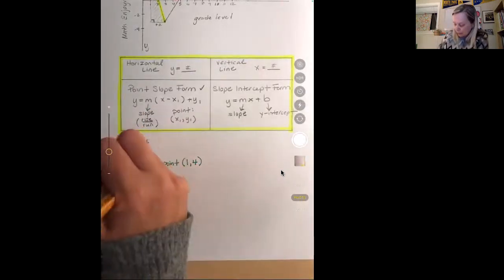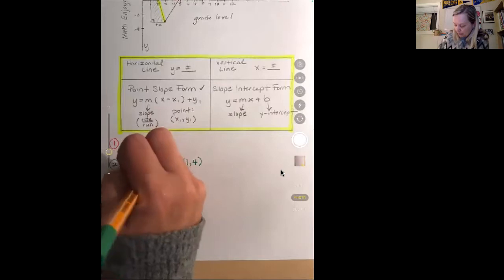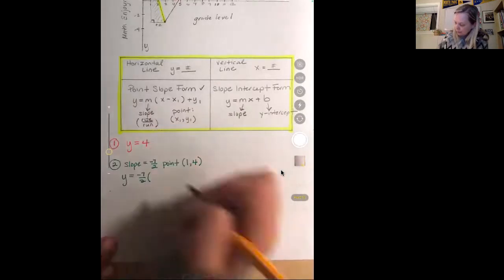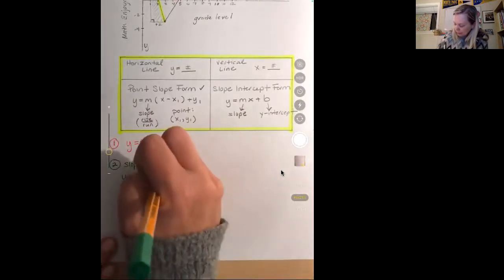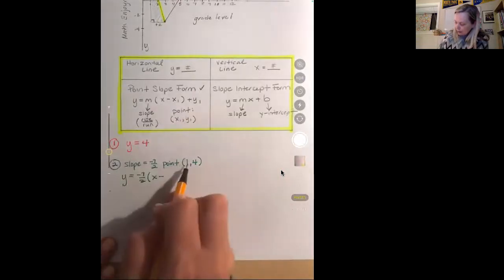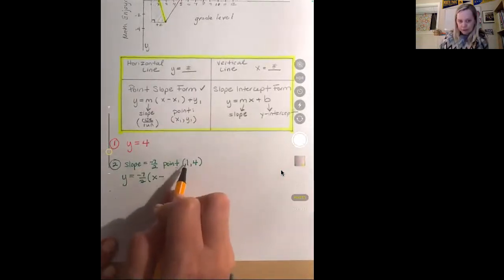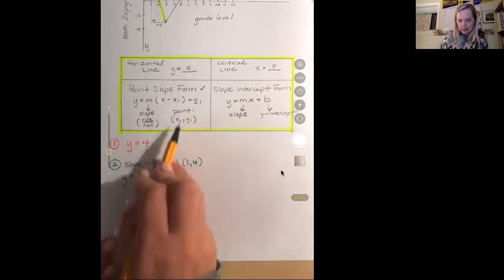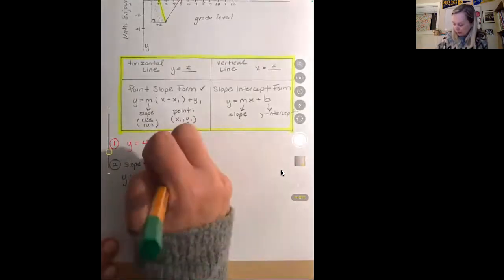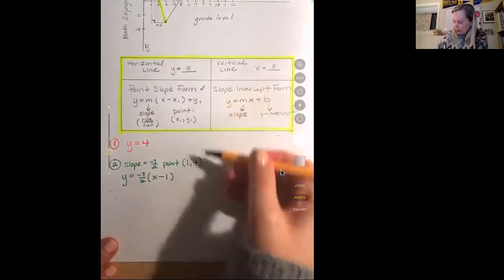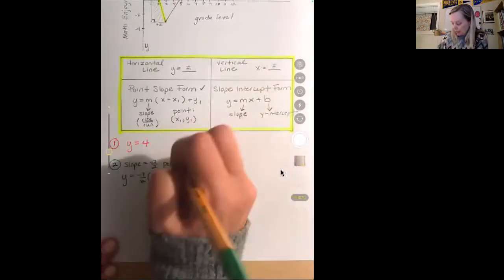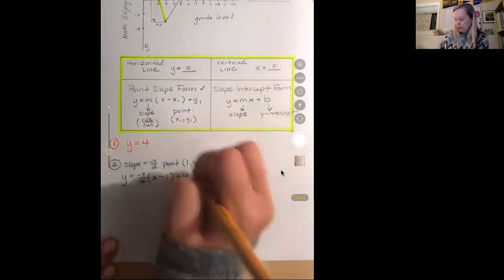So the equation would be y equals -7 over 2 in parentheses x minus, and then my x1, here's the first x that I'm going to use. I'm replacing that x1 with that x, and I'm replacing y1 with that right there, which is a +4. Okay, I'm going to stop there.